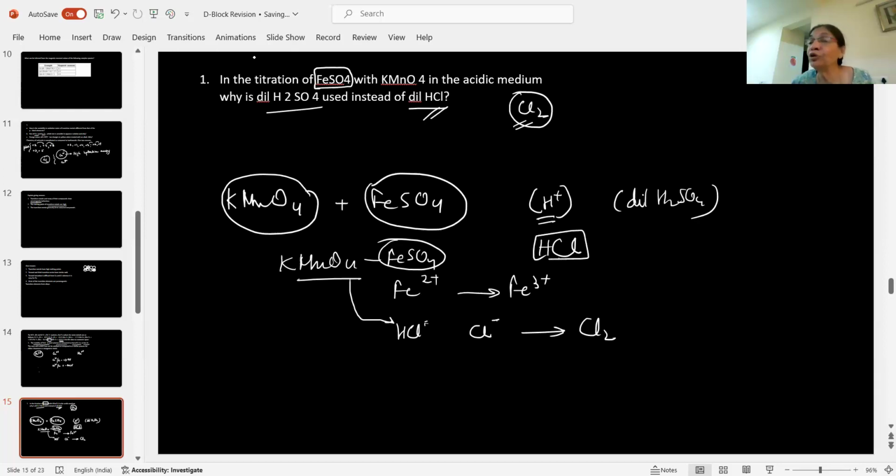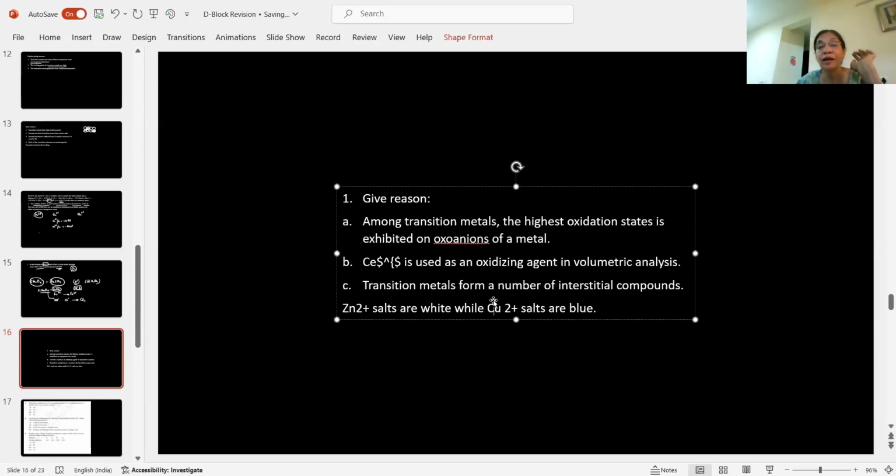Okay. Why don't you use nitric acid? Because nitric acid will also oxidize FeSO4. Not only KMnO4 will oxidize, nitric acid will also oxidize. So we use only H2SO4. So if nothing is mentioned, you have to assume that it is sulfuric acid only.